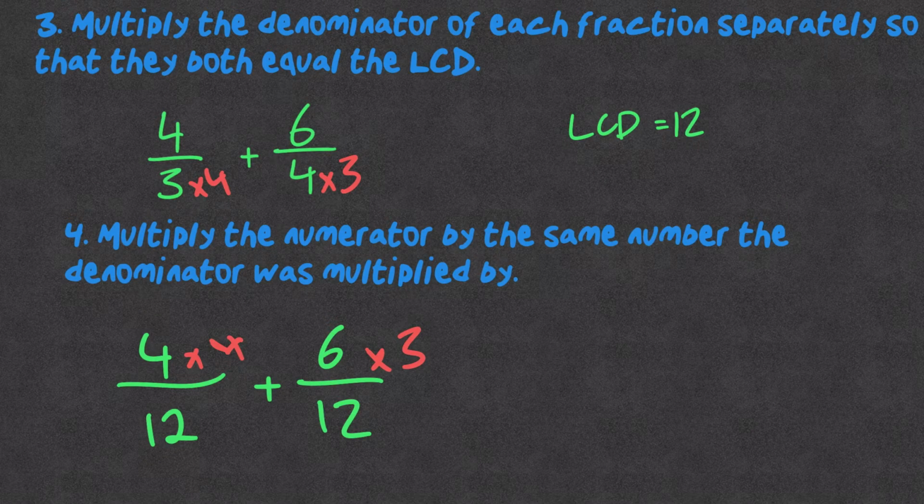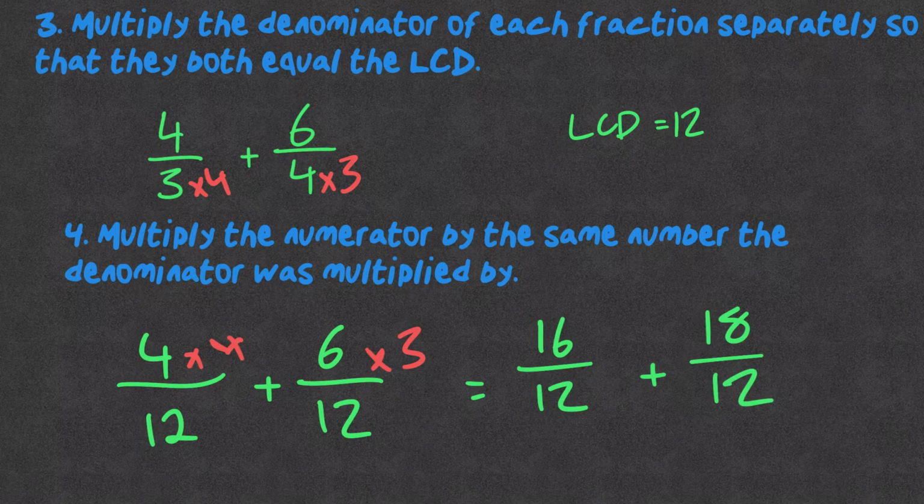And then all you're doing is just expand that. So 4 times 4 is 16. So now that is equal to 16 over 12 plus 6 times 3 is 18. So 18 over 12. Now, these two fractions here, this fraction is exactly the same as this fraction. This fraction here is the same as this fraction. Because we've multiplied the top and the bottom by 3, it hasn't actually changed what the fraction is worth.